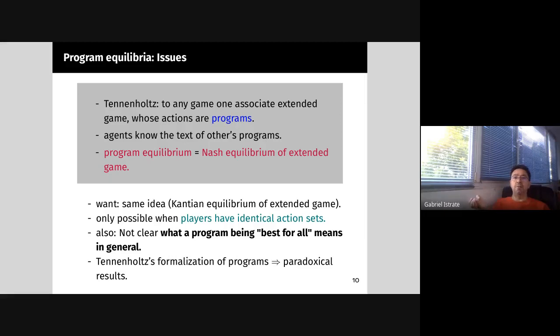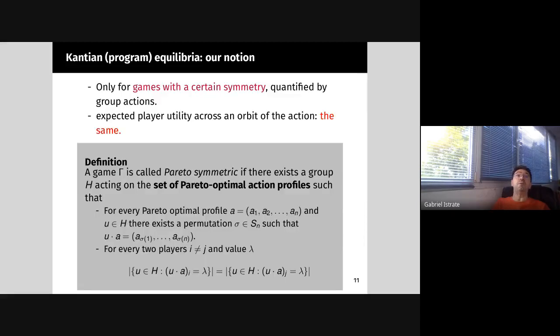Finally, a technical issue is that simply extending Tennenholtz's formalization of programs will lead to paradoxical results, as in Kantian program equilibrium also capturing behavior that would normally be characterized as selfish. So essentially extending Nash equilibrium, which we don't want.